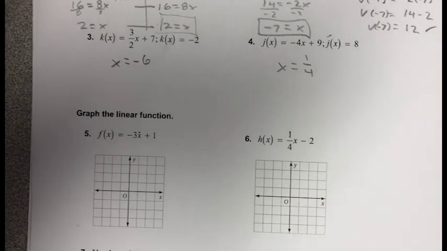What you should have got for number 3 and number 4 was that x is equal to negative 6 and x is equal to 1/4. If you're stuck on this, you know how to find me. Please come ask questions. All right, number 5 should not be too much of a problem.